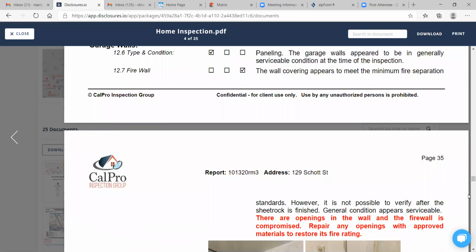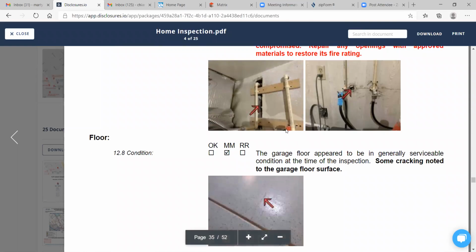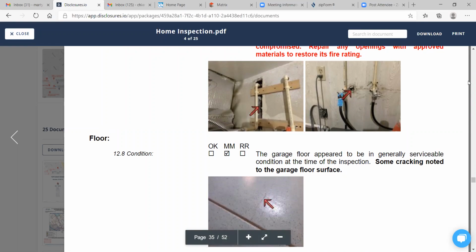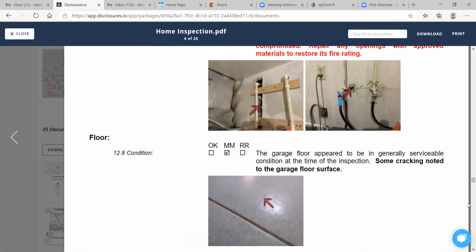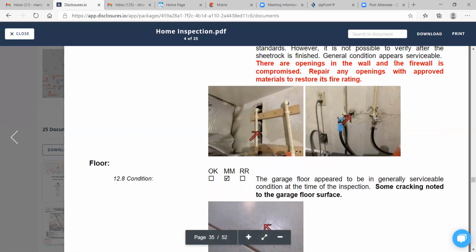What is that? I don't know what that is. They're opening, this is the parking garage. All the pipelines are here. There's a hole here. I think that needs to be repaired. The wall and file, I think this one needs to be repaired. Otherwise, the appraiser will not approve.